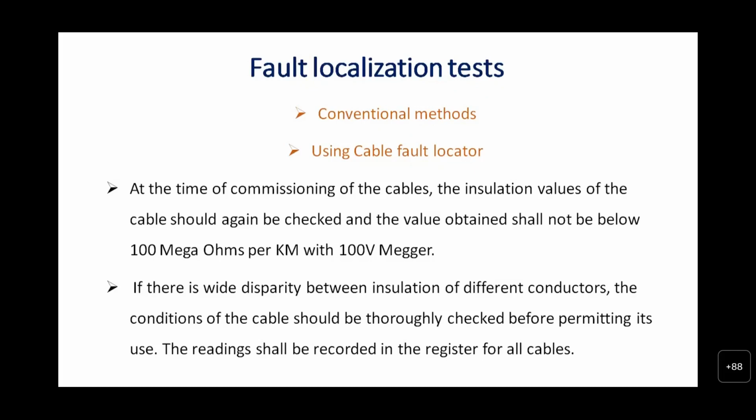At the time of commissioning of the cable, the insulation values of the cable should be checked, and the value obtained shall not be below 100 megohms per kilometer with a 100 volt megger. This is the expected value when a new cable is being laid.